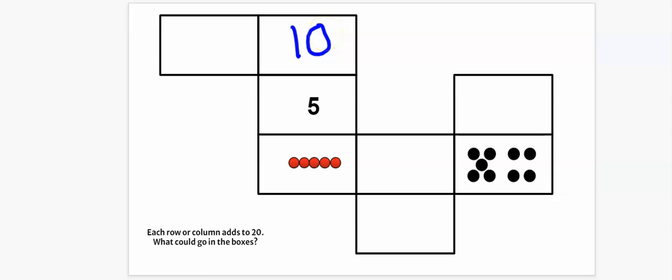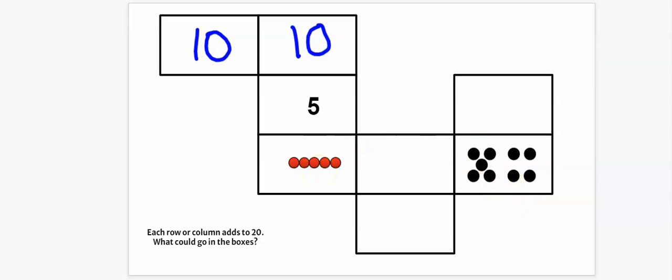And if this is 10, what is this one next to it? Because this row has to equal 20. That's right, it also has to be 10. Let's see if we can get this row. You said there were 5 red dots. How many black dots do you see? If I had one more dot in here, those would both be the same. If it were 5 and 5, that would be 10, but there's one less dot, so that's 9.